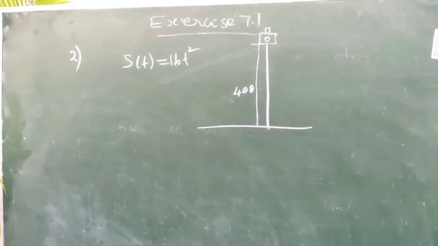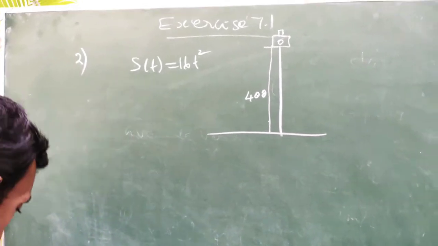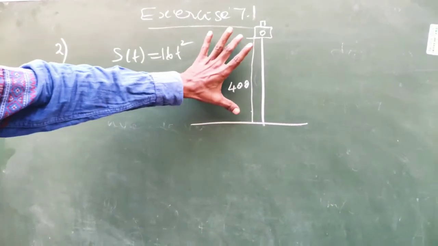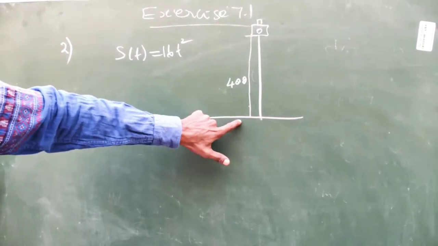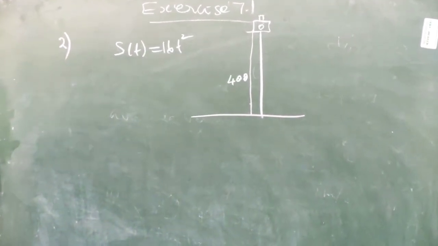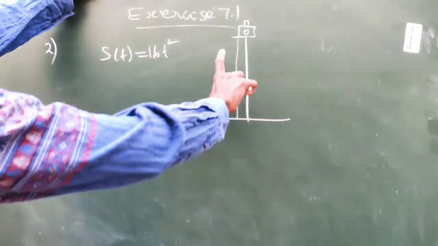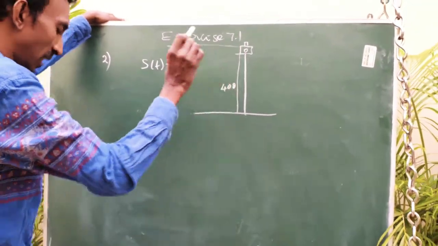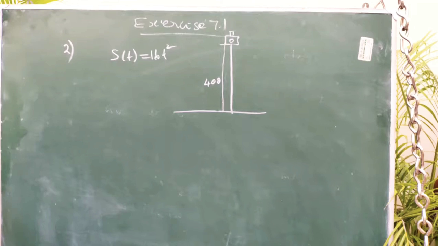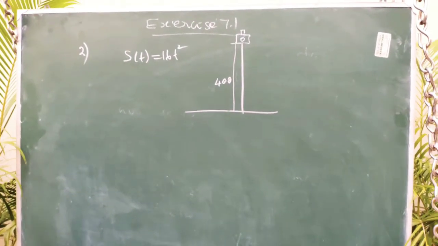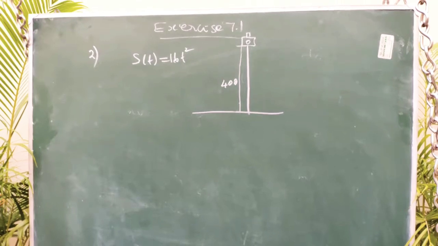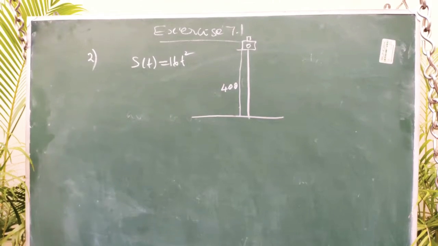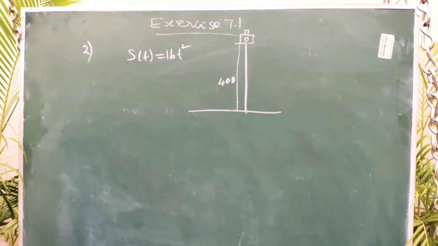There are 3 subdivisions. Subdivision 1: how long does the camera fall before it hits the ground. So our aim is to find the time taken to reach the ground. Second subdivision: what is the average velocity with which the camera falls during the last 2 seconds. Remember, last 2 seconds. Third subdivision: what is the instantaneous velocity of the camera when it hits the ground.